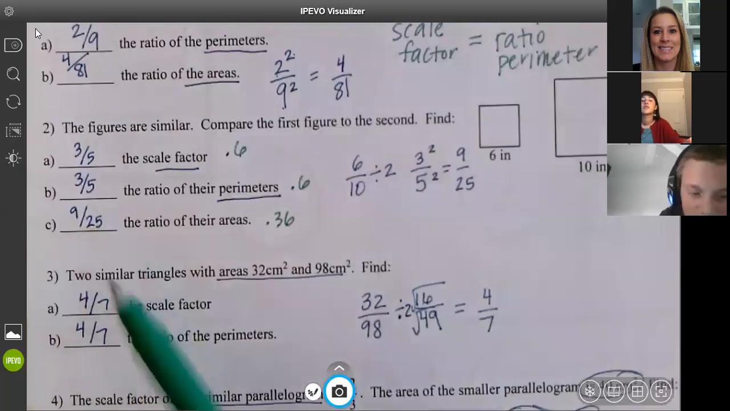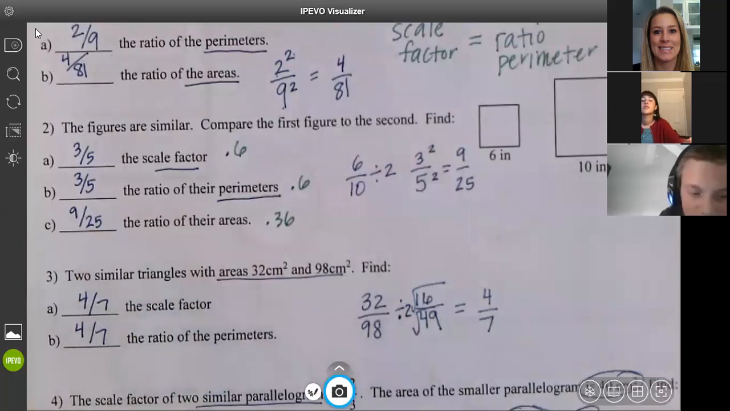Is the test going to let us keep it in fractions, or do we have to put the decimal? The test is going to be all multiple choice, with the answers given, so you're not going to have to plug something in.